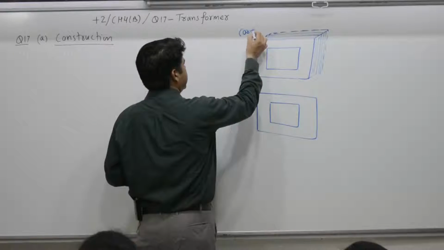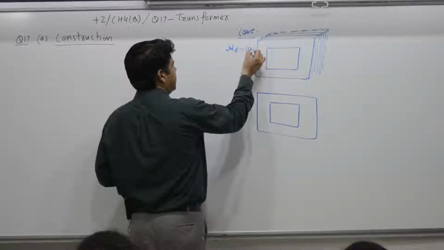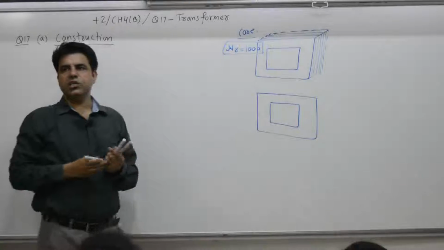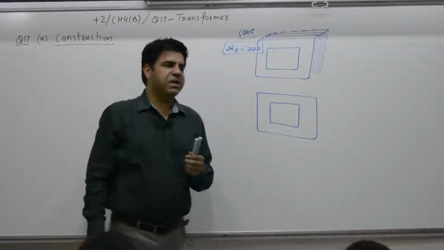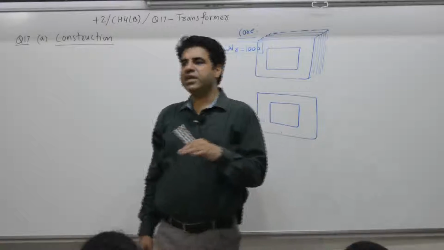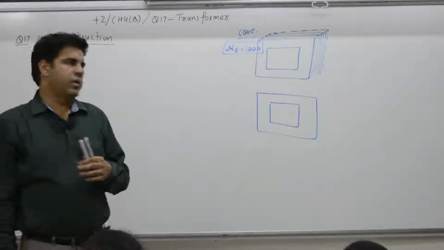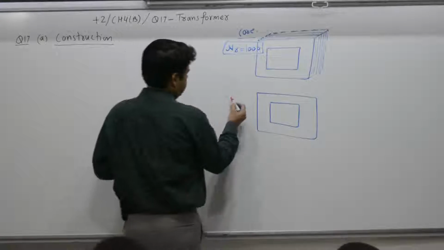Core is made up of what? Fine quality iron or steel. Mu r is equal to 1000. High value of mu r means what? Permeability is high. It is a good material for conduction of magnetic flux. One. Then you have winding.